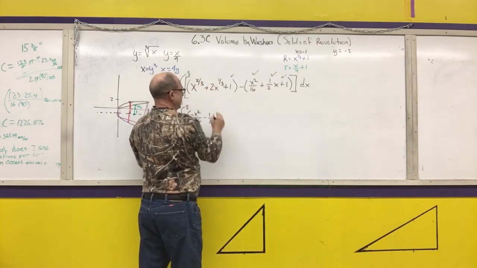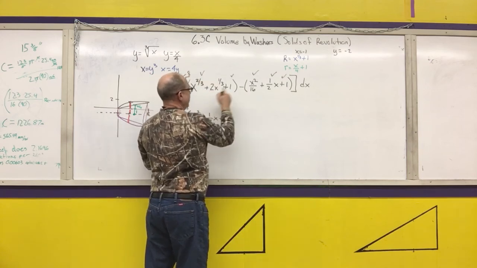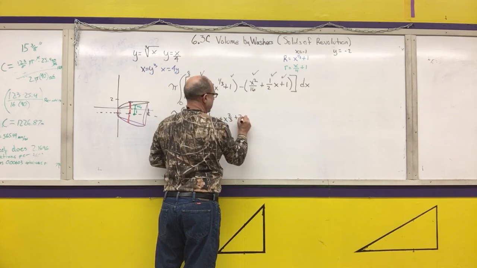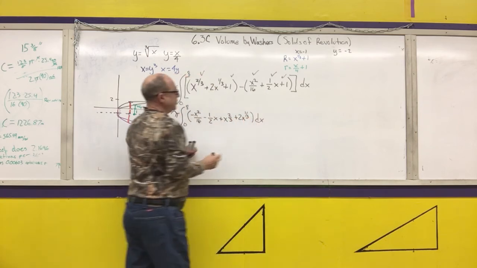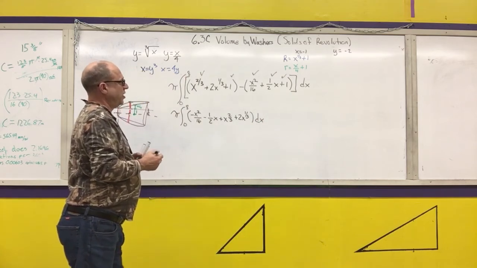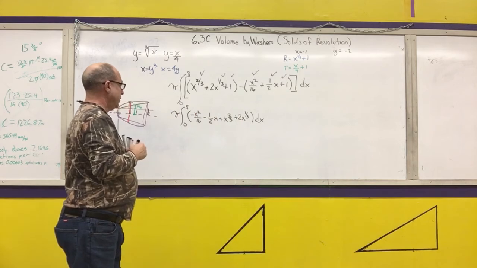Then x to the 2/3 plus x to the 1/3 dx. So all I did is I wrote it in quasi-standard form, descending exponents.